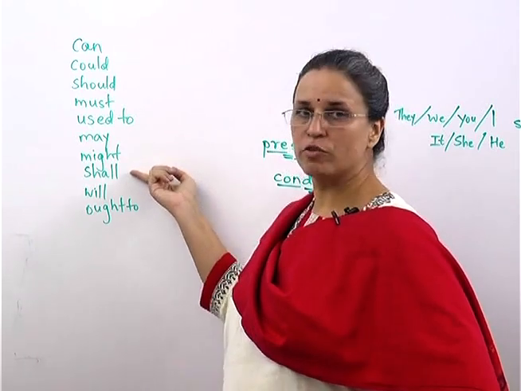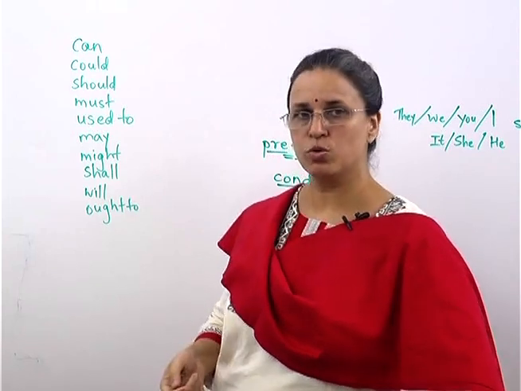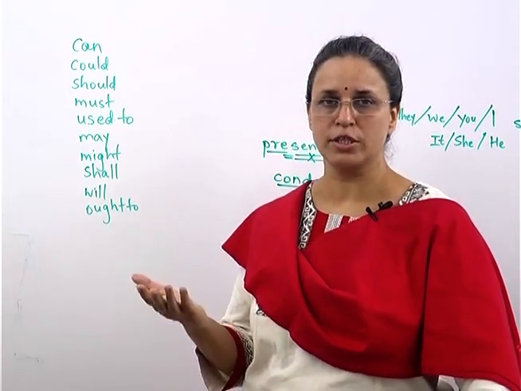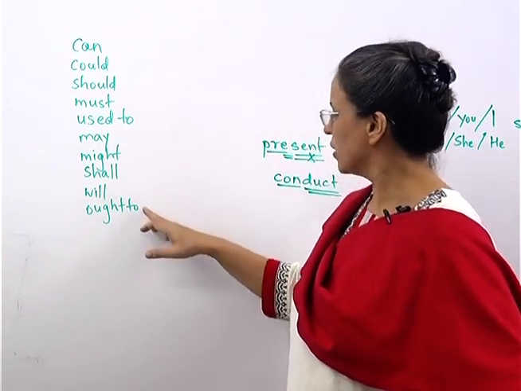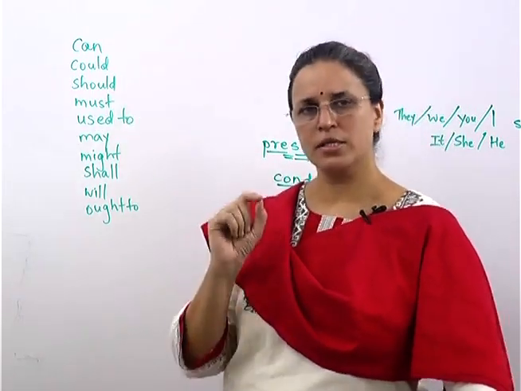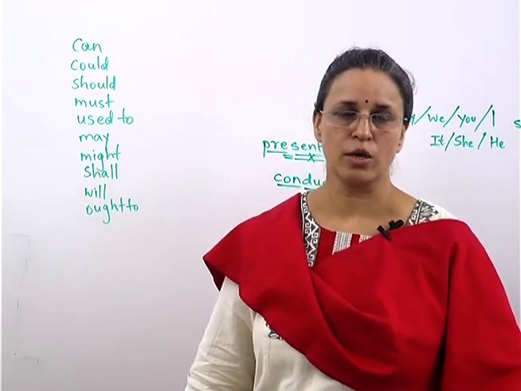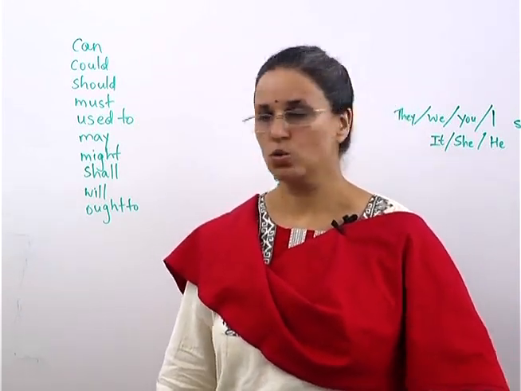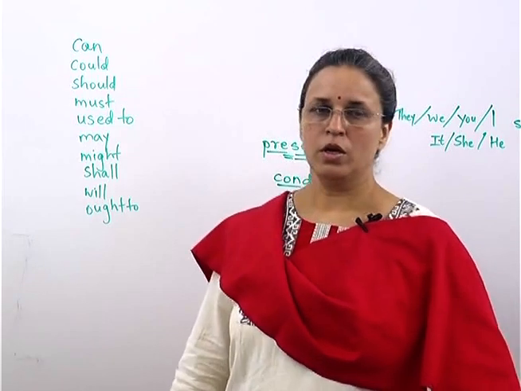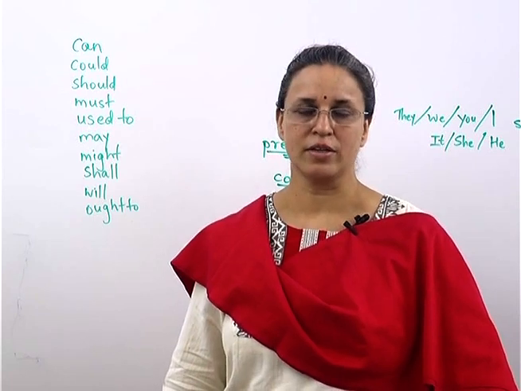Shall, we saw, will be used with I and we. Will can be used with all the others to show future tense. Ought to is similar like should. Advice. But there is a slight difference. When it is your duty, you have to understand what you have to do, then we use ought to. You ought to never tell lies. You have to understand that.